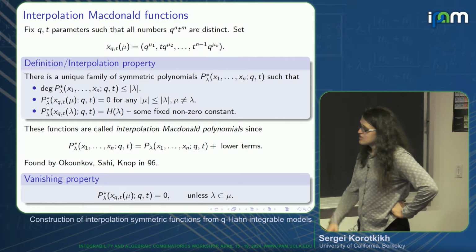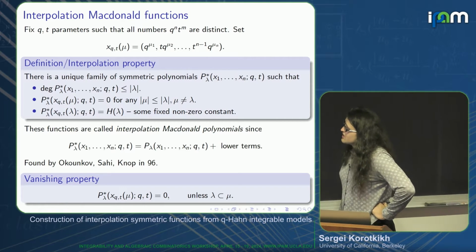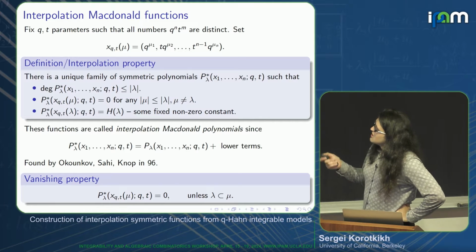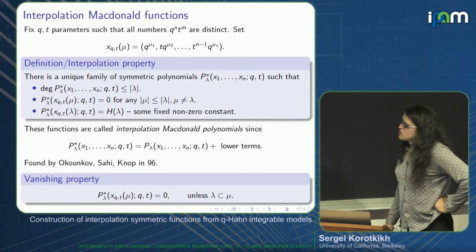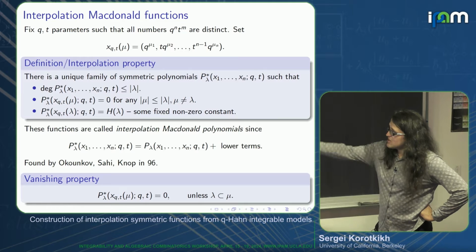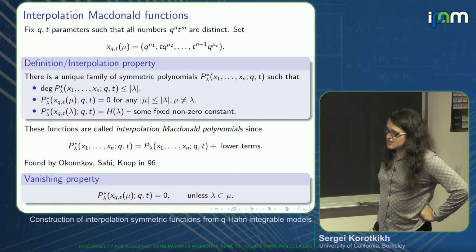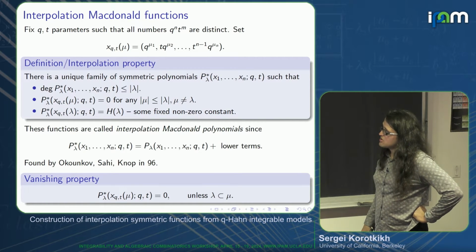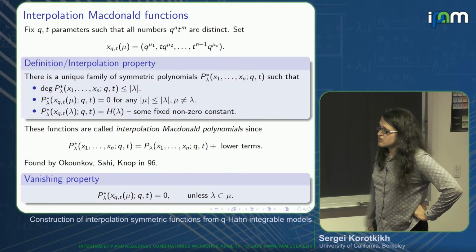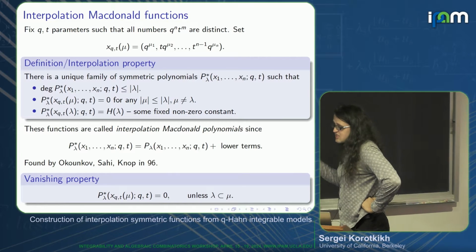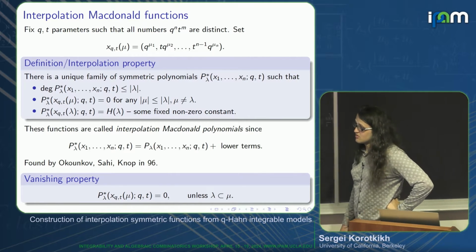Now, instead of considering the previous set of points x_mu, I'll consider these points x_mu, which are determined by certain powers of q and t. Basically, the power of t tracks the number of the coordinate, and the power of q tracks the corresponding sizes of parts of my partition mu.